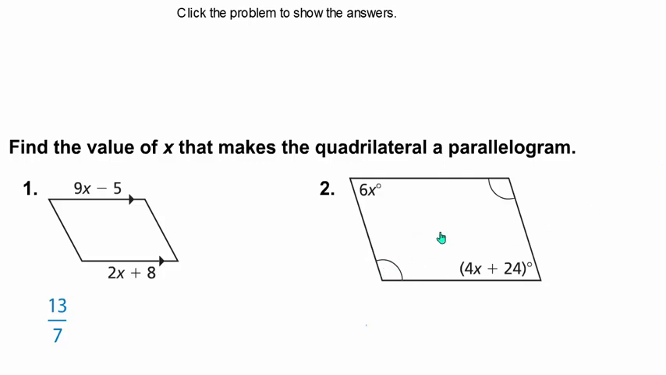Second thing that we have is when these angles are equal, if these two angles are also equal, it would then be a quadrilateral. So we set 6x equal to 4x plus 24, and x equals 24.